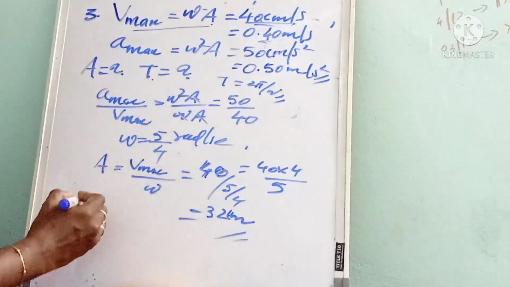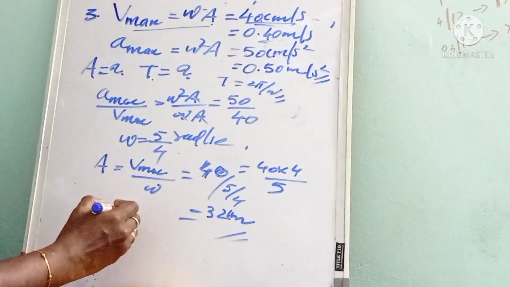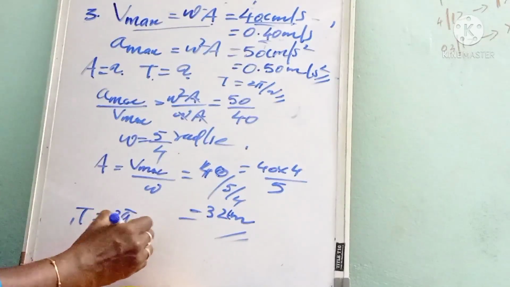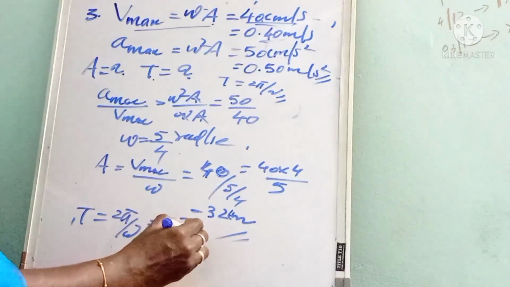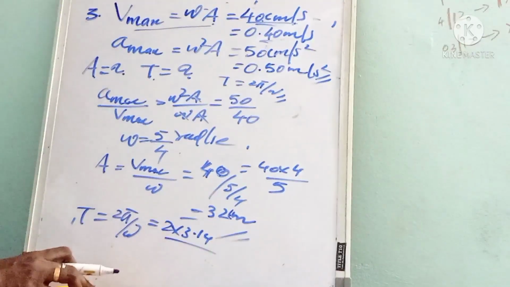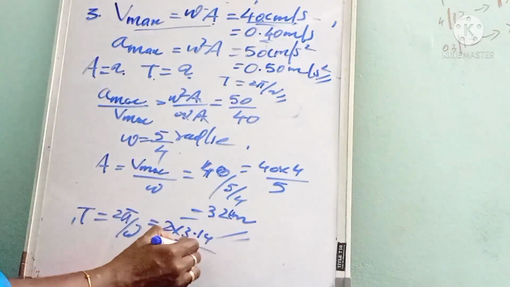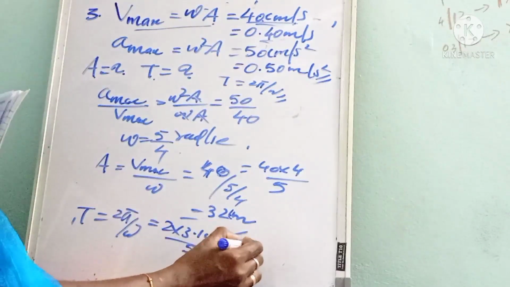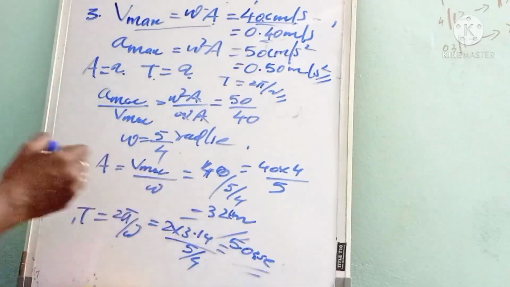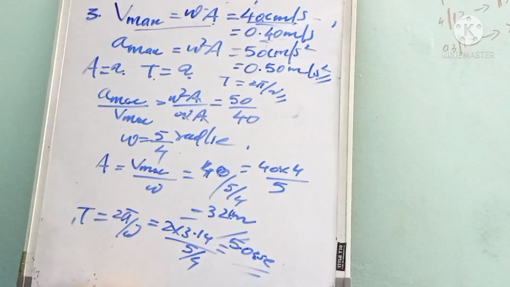Next we can calculate the time period T as 2 pi by omega. The time period T is equal to 2 pi by omega. That is 2 into 3.14 divided by omega. The value of omega is 5 by 4. By simplifying this we will get the time period of 5.03 second. That is the value of time period.